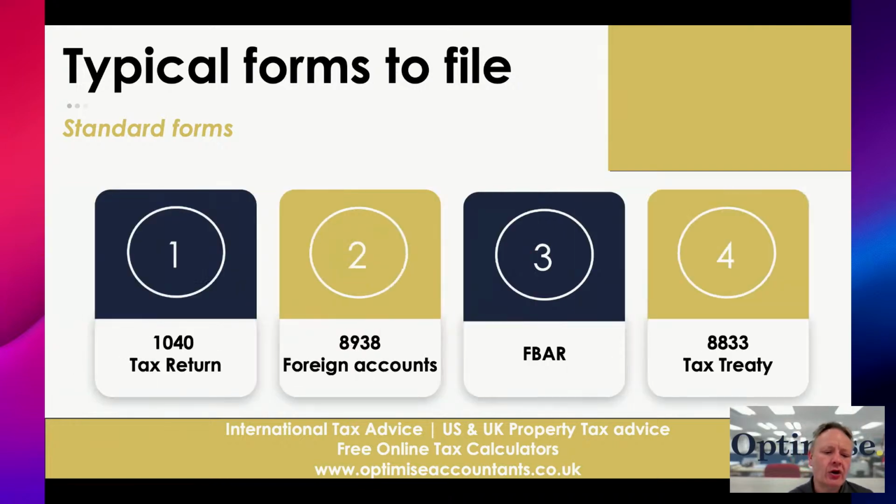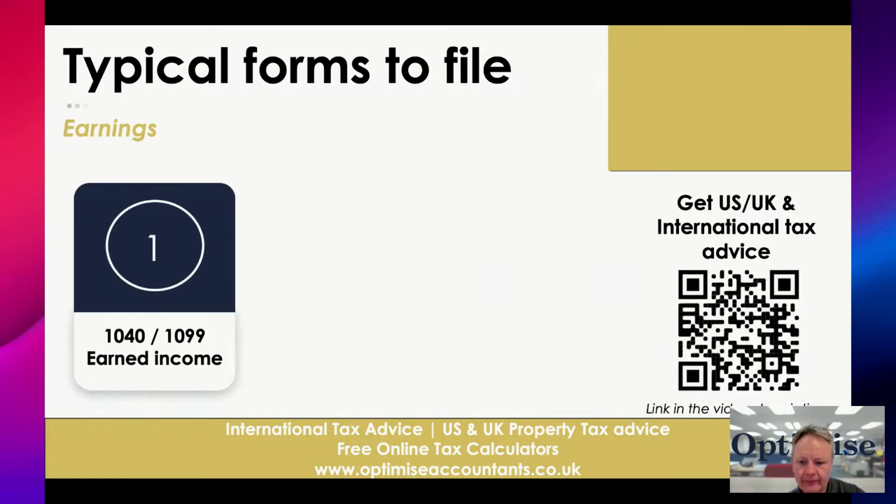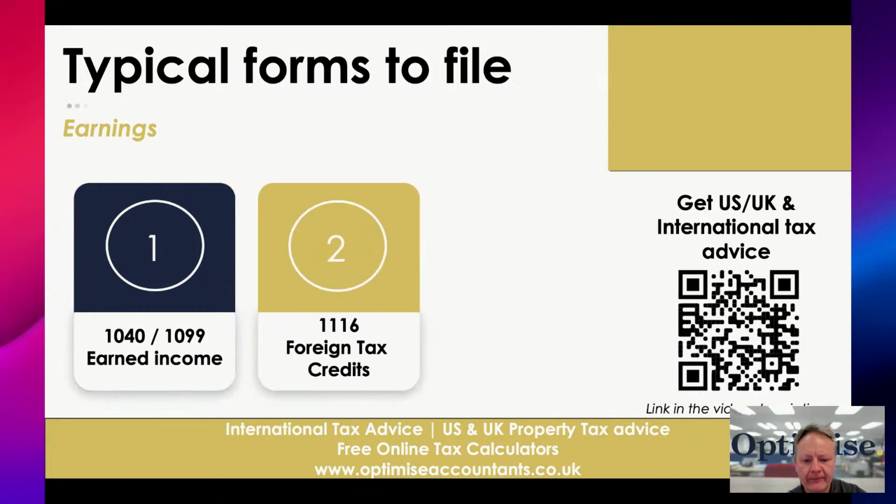And if you are using the UK-US tax treaty for whatever reasons, whether it's for income or withholding or for tax treaties that you want to use, then form 8833 is useful to do that. When it comes to earnings, and I'm talking about self-employment income or income as a contractor, then you will have to do a 1040 and you'll have a 1099 year-end summary, which shows your earned income.